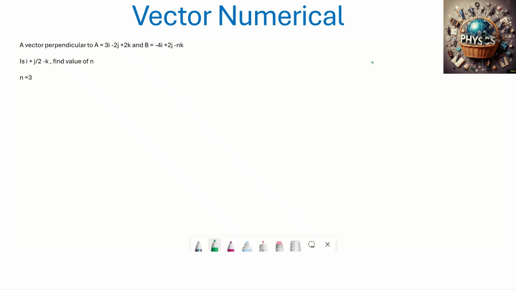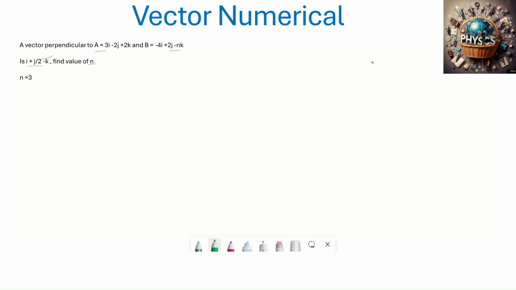Let's get started with the next question. It says that a vector is perpendicular to A = 3i minus 2j plus 2k and B = minus 4i plus 2j minus nk, and this perpendicular vector is i plus j/2 minus k. So there is a vector which is perpendicular to these two given vectors, and we need to find the value of n in this case.